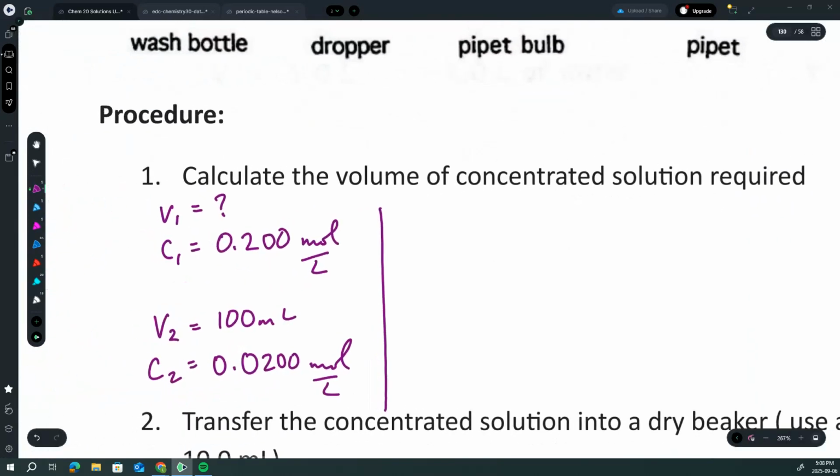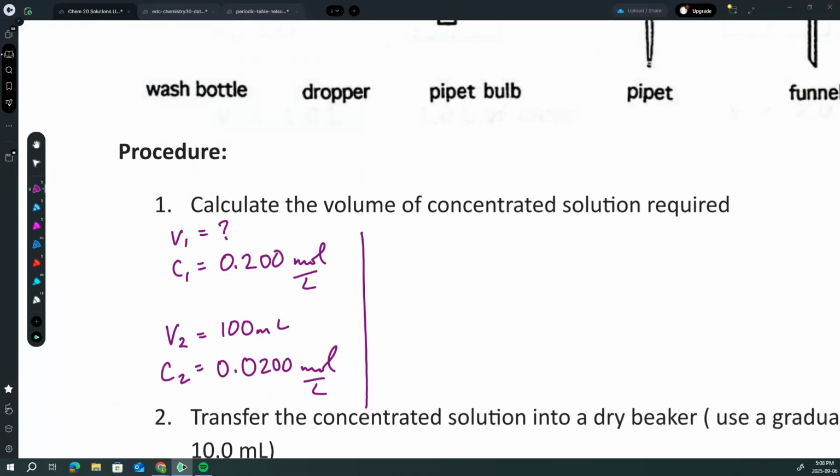All right, so let's figure out how much we would need of our initial solution. So C1V1 is equal to C2V2. We are isolating for V1. Got to divide by C1. And the reason why we're dividing by C1 is because C1 is initially multiplying V1. So we got to do the opposite, which is divide, and then that cancels out. So we have V1 is equal to C2V2 divided by C1.